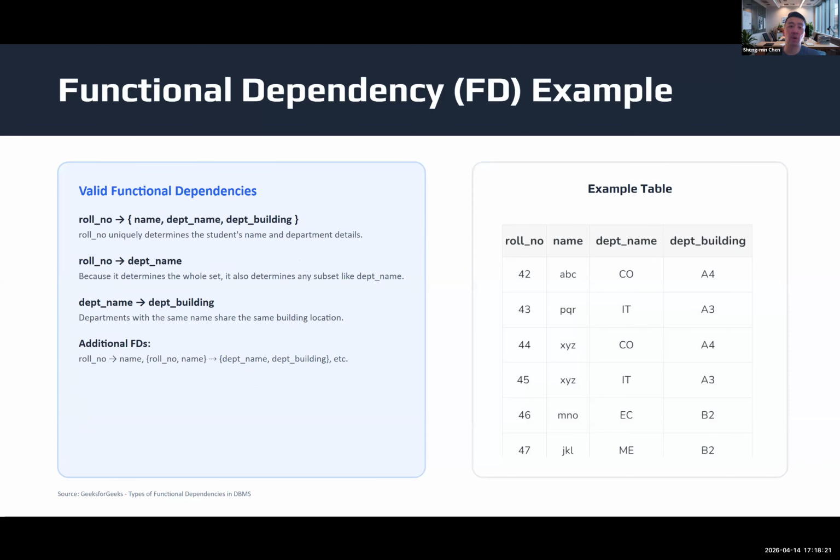For example, a valid functional dependency here is your keys. From your keys, you get the set of non-key attributes, such as in this table, name, department, buildings. And department number also determines department name.